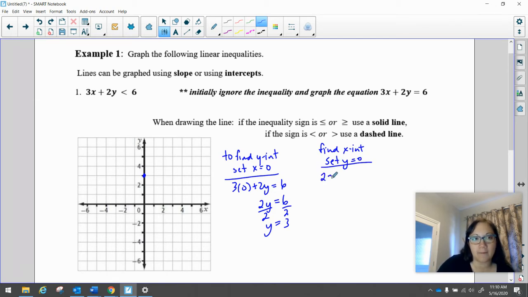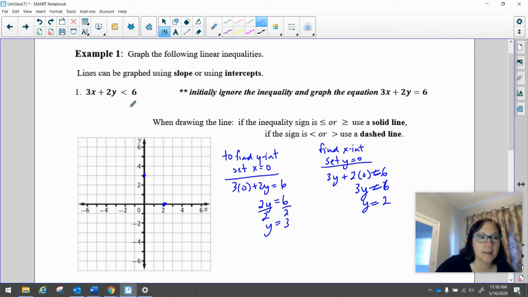So this time I have 3x plus 2 times 0 is less than 6. So 3y is less than 6. Actually, I was just using equals. So y is equal to 2. So there's my other point.